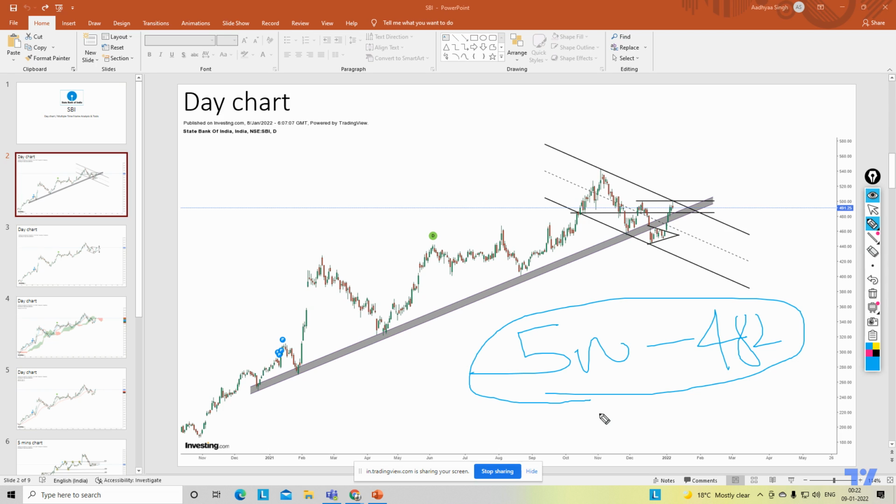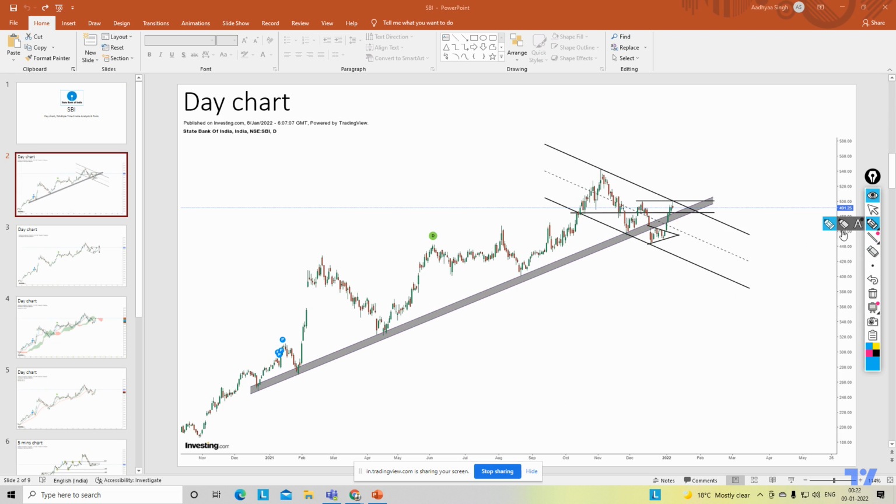Now, how can I say on the very first slide that there is a 70% probability that it will move in the same range? That we can also verify when we go to the option chain data in the last slide, correct?